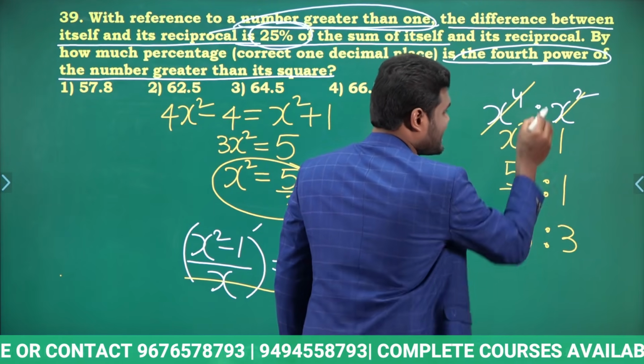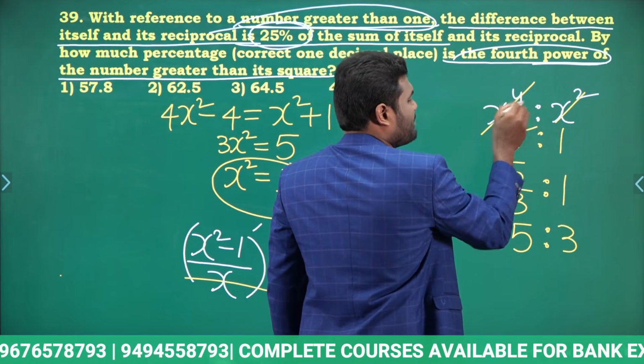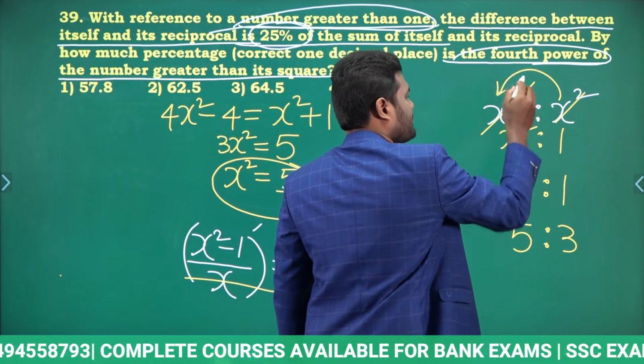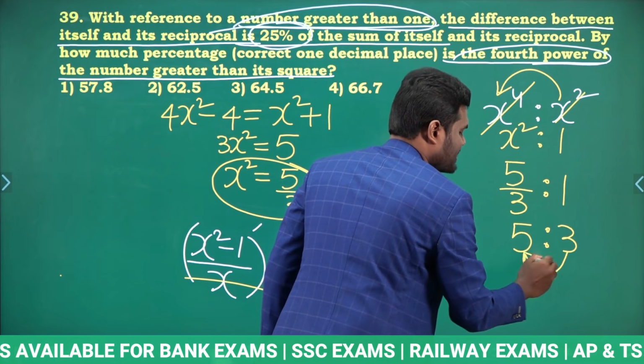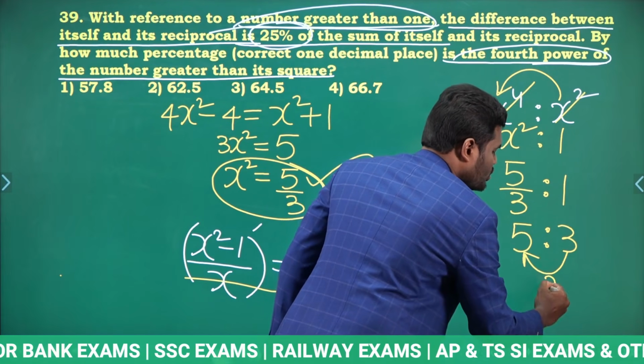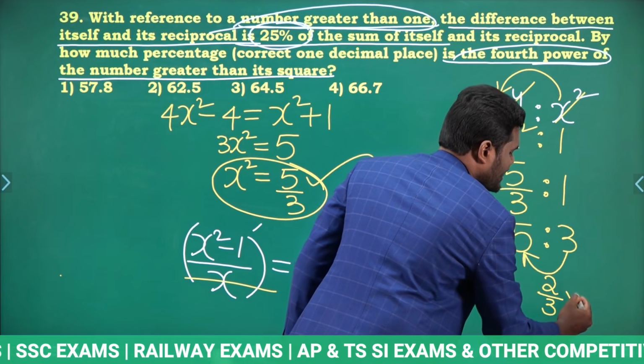Now your question is, fourth power of a number is how much greater than square of a number? Look here. Now square of a number is 3 parts. Fourth power is 5 parts. Now 5 is how much more? 2 more. So 2 by 3 into 100.